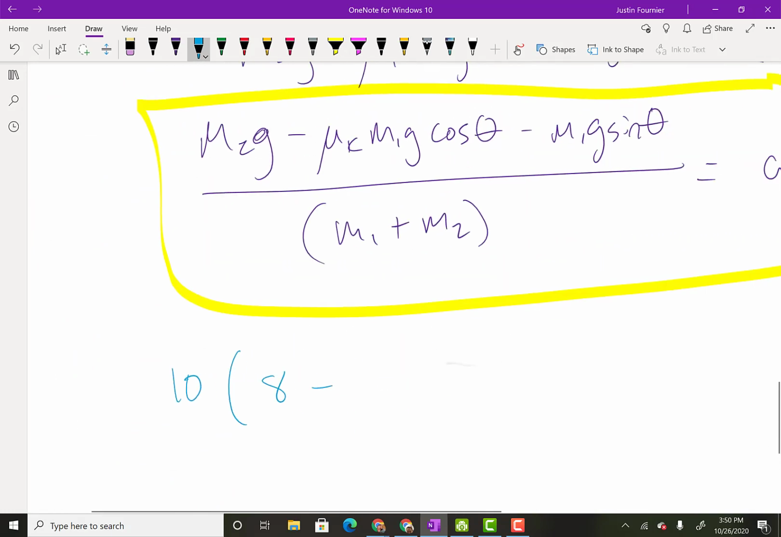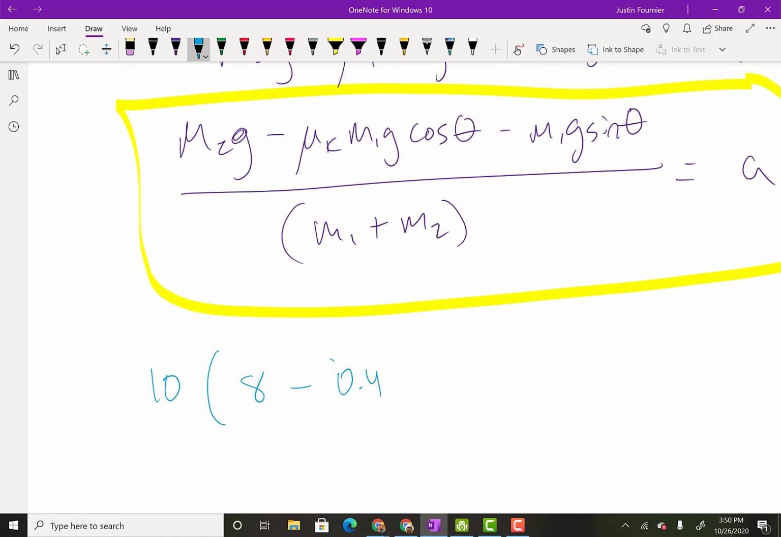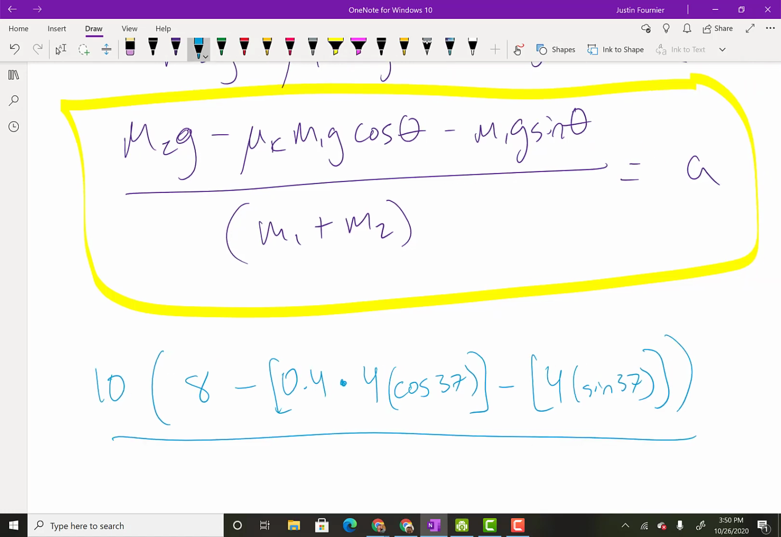So 10, 0.4 multiplied by, g got factored out, M1 was 4. Please correct me if I'm wrong. M1 is 4. Cosine of, I think the angle was 37, minus M1 again is 4, multiplied by sine of 37. Let's see, is this all? That's not bad. All right. Divided by M1 plus M2, that's 4 plus 8. Yeah. 4 plus 8 equals the acceleration.